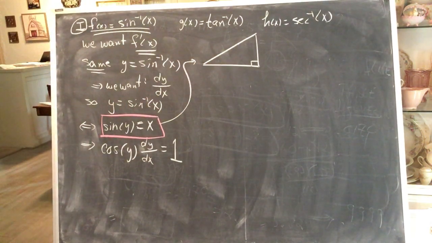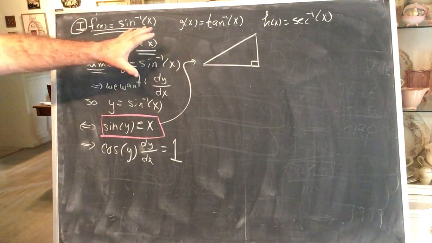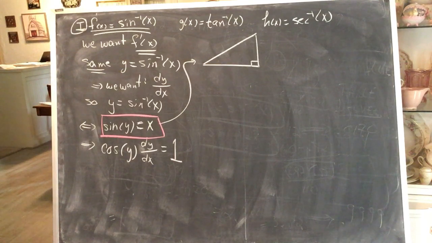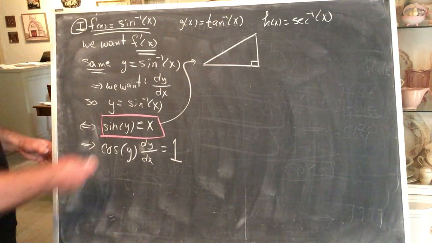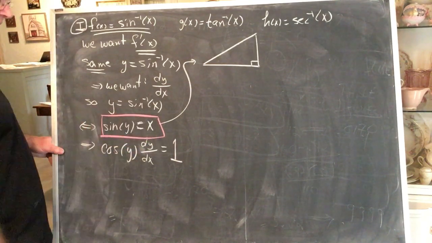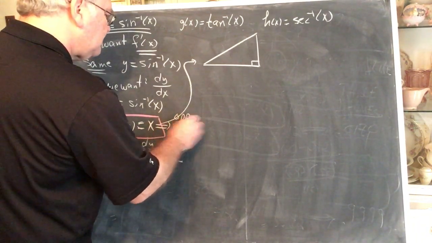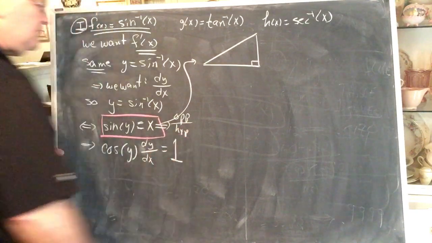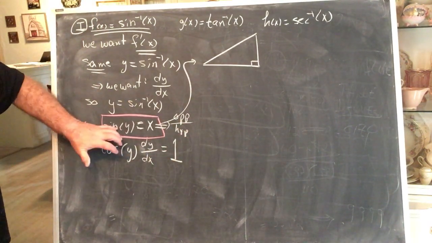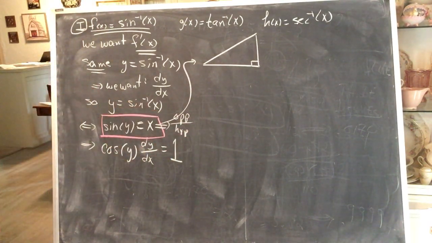Now, you may draw the triangle in any orientation you like, but I'm going to draw this always the same picture, always from the same perspective, always with the same labeling. We have sine of y is equal to x. Now, we know SOHCAHTOA, we know sine of something is opposite over hypotenuse. So what does this correspond to?